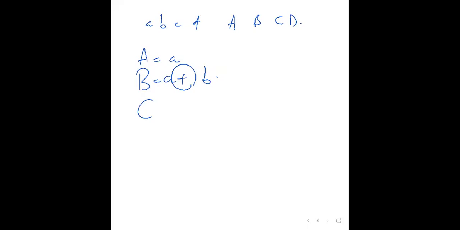C, what is C? So C is 3, 2. So it's B, C. And D, for D, that is 2, 1. C, D. Right. There I have my solutions.